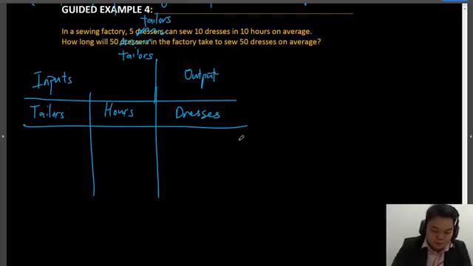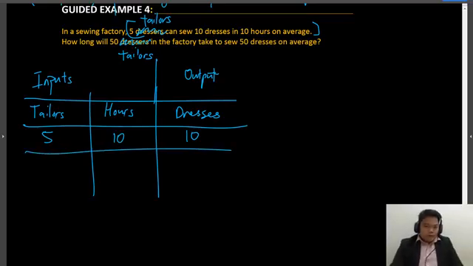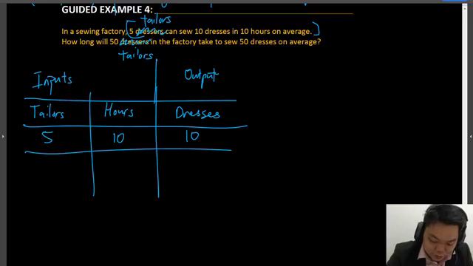So let's list out what we know. Here we are told that 5 tailors can sew 10 dresses in 10 hours. Alright, let's think of it this way. When you increase your input, what happens to your output? Does it increase or does it decrease?